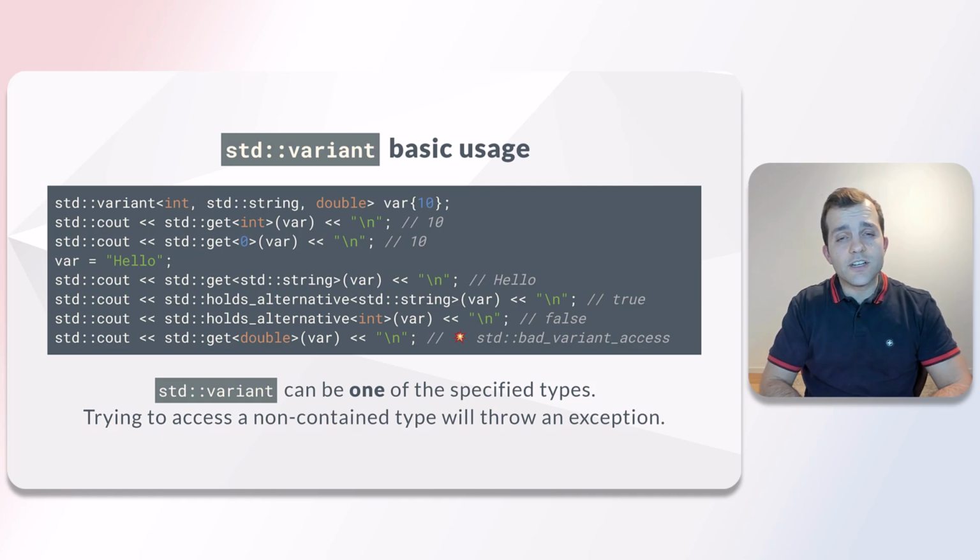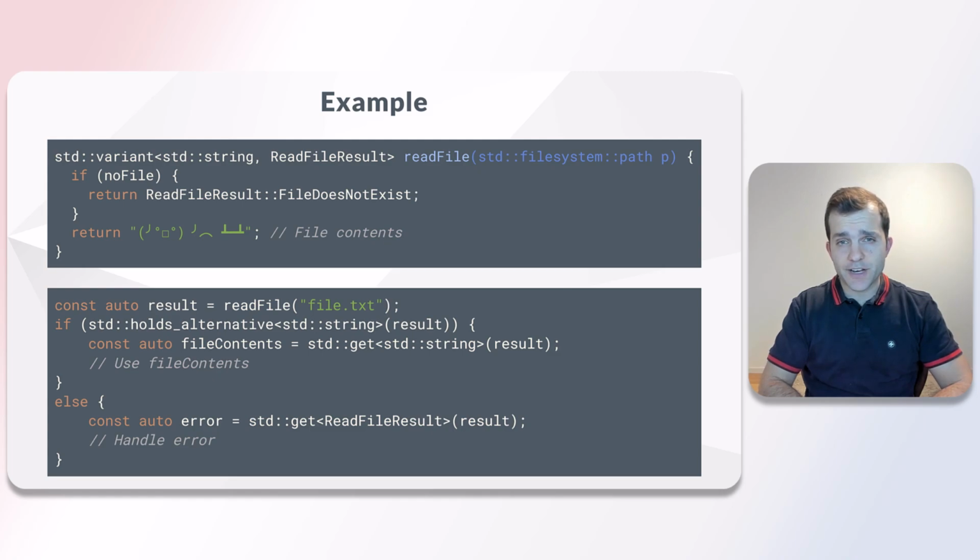Calling holds_alternative with the type or an index returns whether the variant holds the specific type or not. Finally, if we try to get a type that the variant does not hold, an exception will be thrown. Now, let's look further into how we can use variants to report errors.